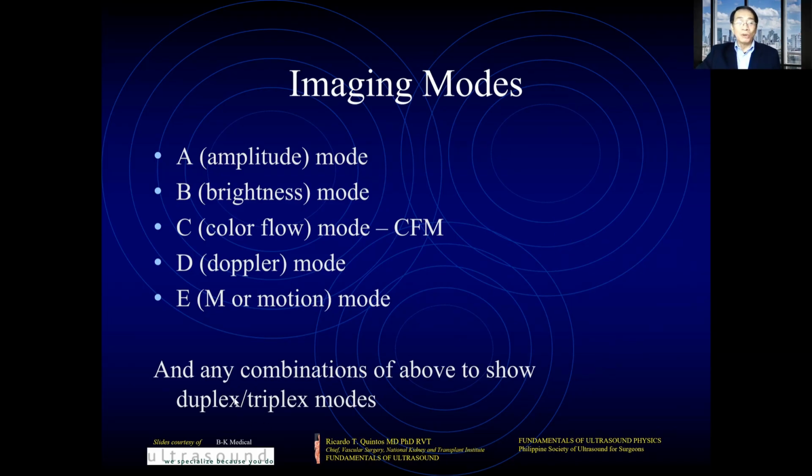A duplex mode will mean that there's either a brightness mode or a B mode and a color flow mode brought together in one screen. So if you can have both modes active in one screen, then you have a duplex ultrasound machine. But if you have a B mode and a color flow mode and a Doppler mode all together working in the display mode, then you have a triplex mode machine. And this requires a lot of computing power for the ultrasound to be able to display this on the monitor.